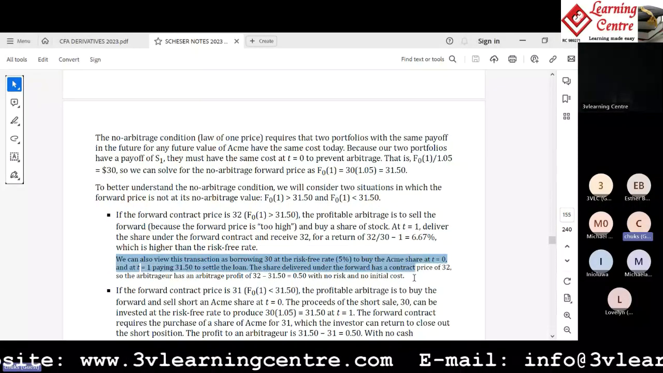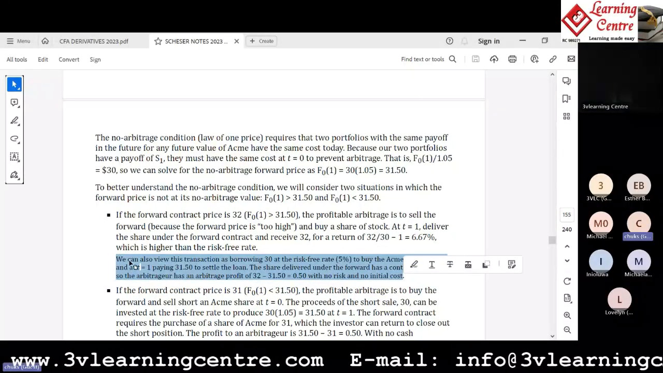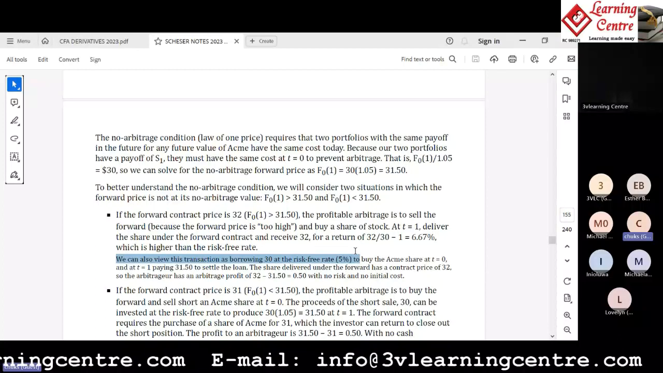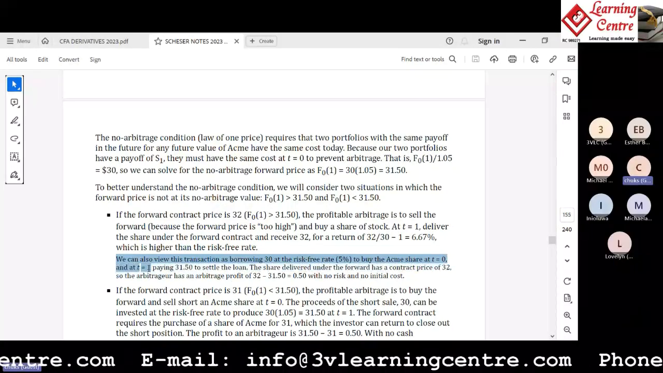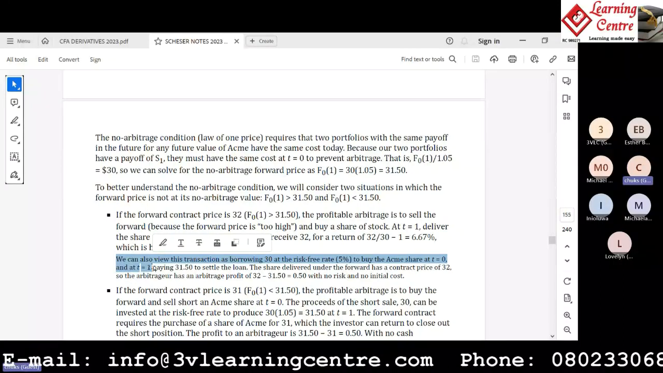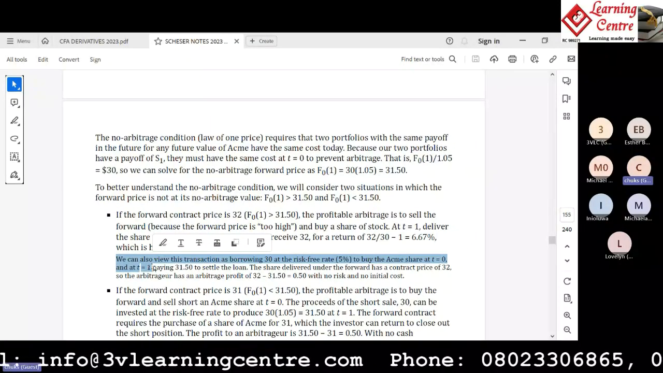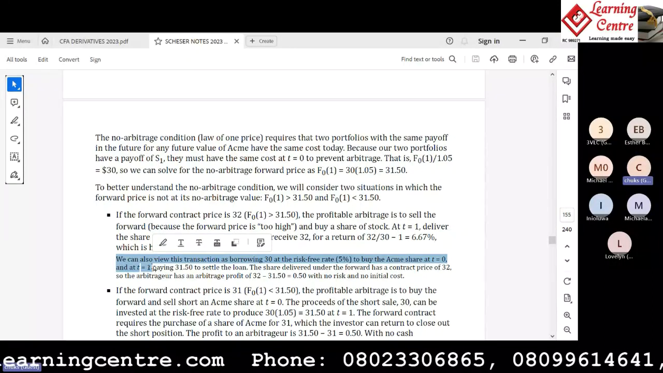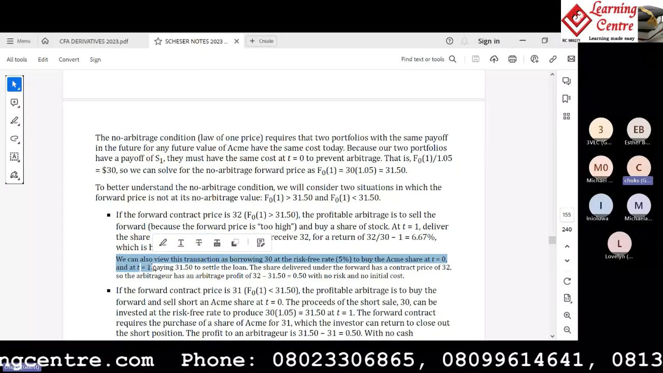I think this one just explains everything basically. So we can now view this as borrowing $30 at the risk-free rate. So you go and you borrow $30, and they tell you that the interest rate is 5% for 1 year, meaning at the end of 1 year, you need to pay them 31.5.